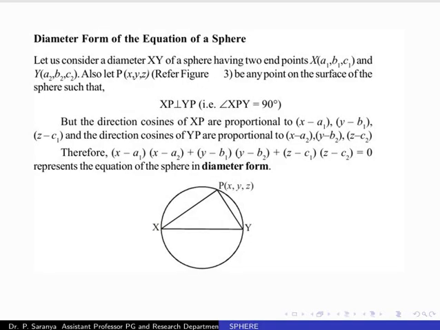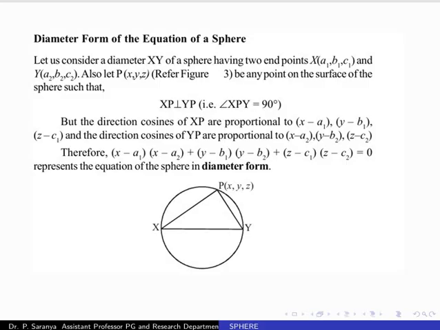Next we see the diameter form of the equation of a sphere. Let us consider a diameter XY of a sphere having two endpoints X of a1, b1, c1 and Y of a2, b2, c2. Also, let P of x, y, z be any point on the surface of the sphere, such that XP is perpendicular to YP, that is angle XPY is equal to 90 degree. Kindly see the below figure.